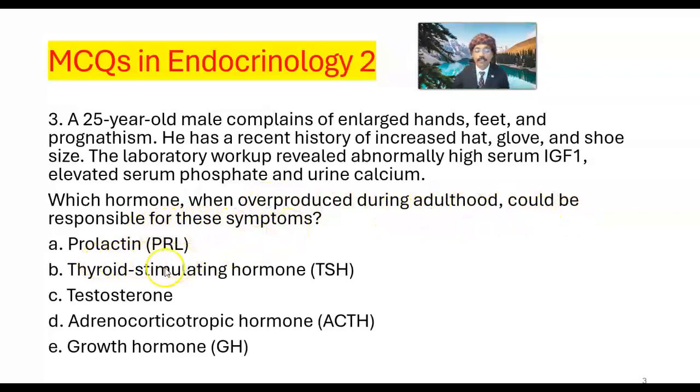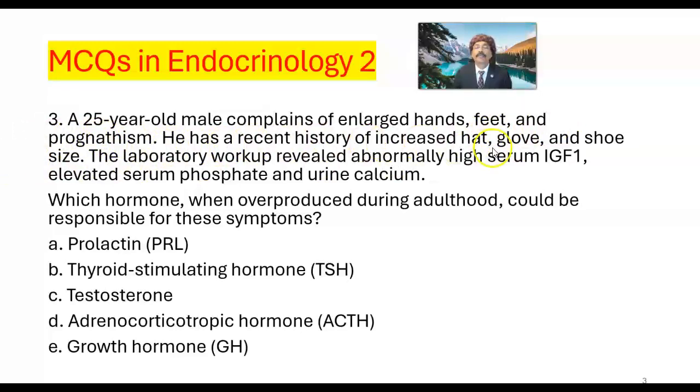A. Prolactin, B. Thyroid stimulating hormone, C. Testosterone, D. Adrenocorticotropic hormone, E. Growth hormone. Okay, so 25-year-old, so bone already ossified, enlarged hand, particularly the soft tissue, feet, and prognathism. There will be change in the mandible and also in the forehead.